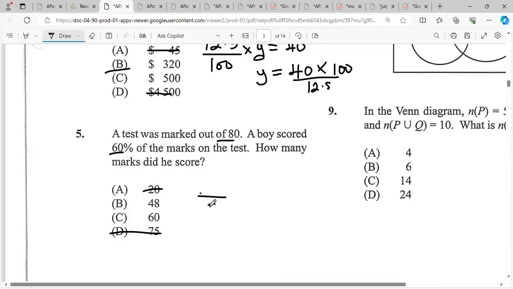It's out of 80, right? So 60% of a number.